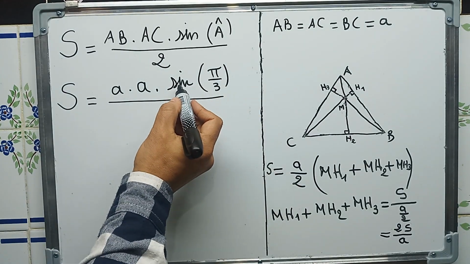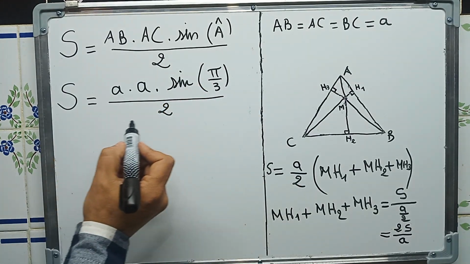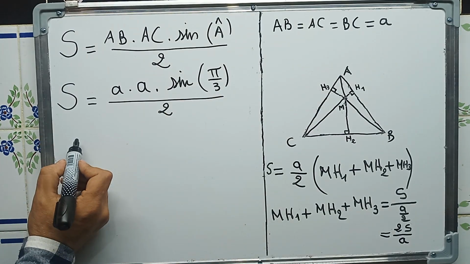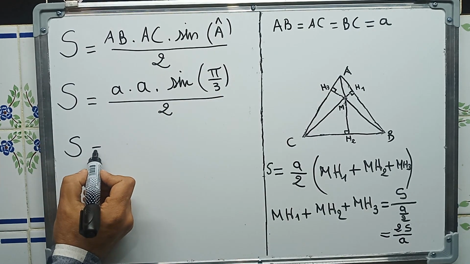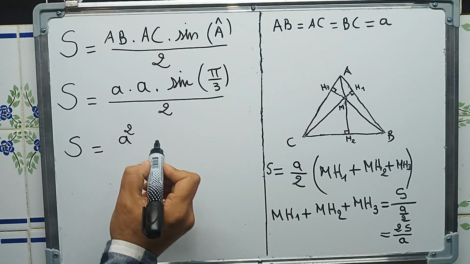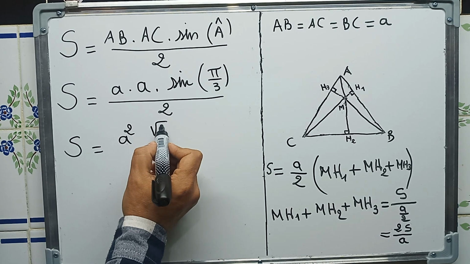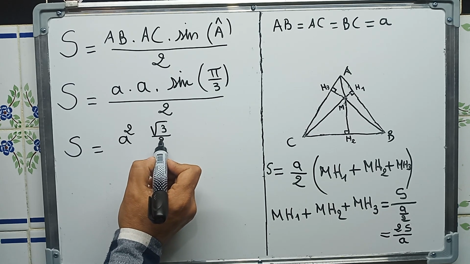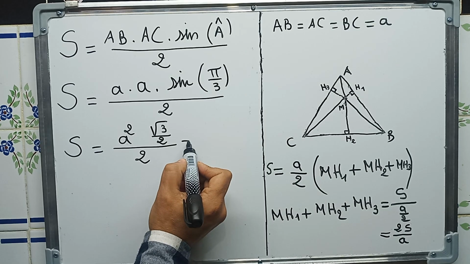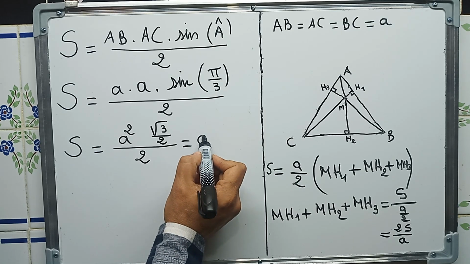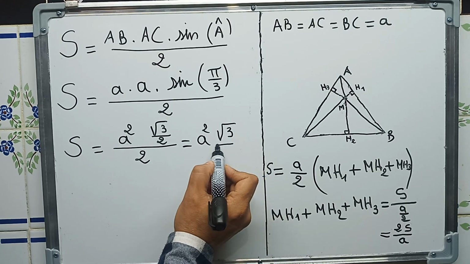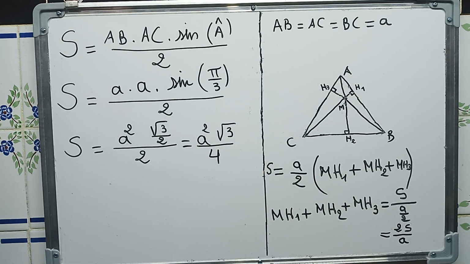Since it's an equilateral triangle, we know that the angles of an equilateral triangle are all equal to pi over 3. And we know that sine pi over 3 is square root 3 by 2. So our area S is equal to A squared square root 3 by 2 by 2, which is equal to A squared square root 3 by 4.